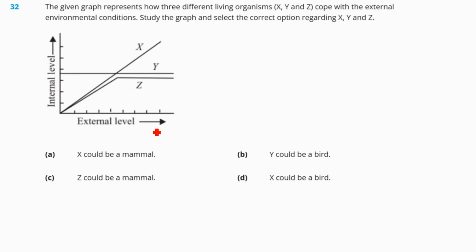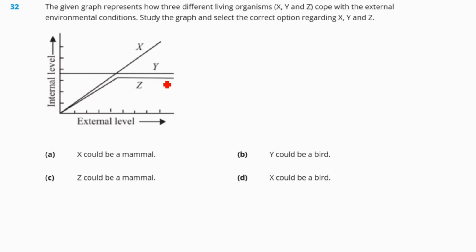Question number 32. The given graph represents how 3 different living organisms, X, Y, and Z, cope with the external environmental conditions. Study the graph and select the correct option regarding X, Y, and Z. So here we can see this is the internal level, this is the external level. X is going in a sharp exponential increase, Y is stationary, and Z has a sharp increase and then a stationary phase. Okay, we have to find out how 3 different living organisms X, Y, and Z cope with the external environmental condition.